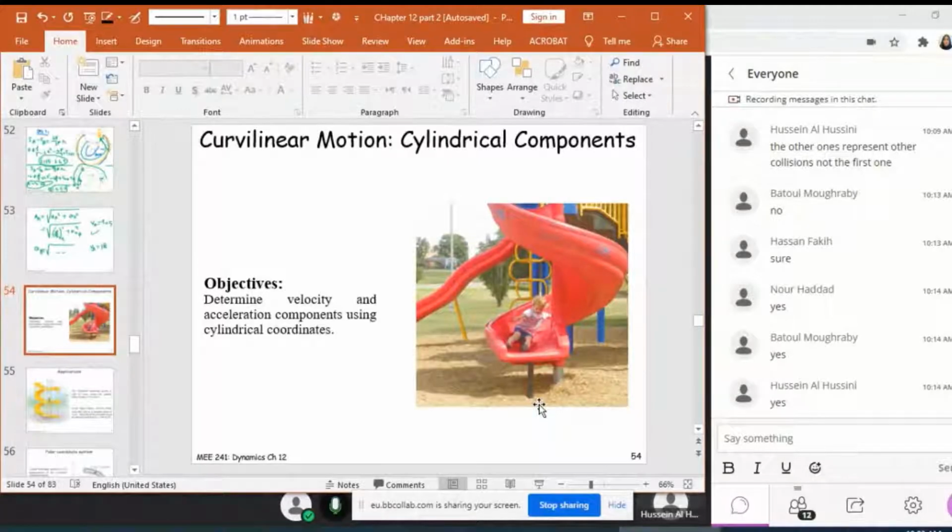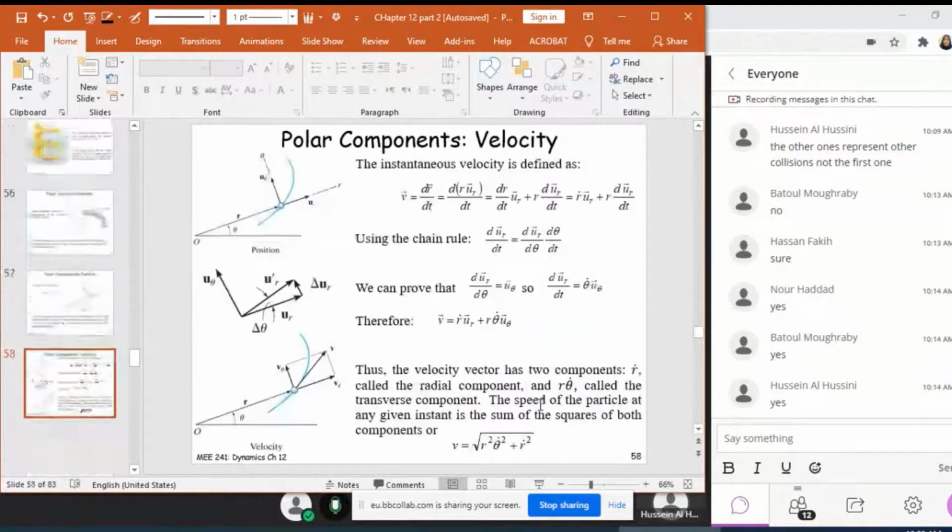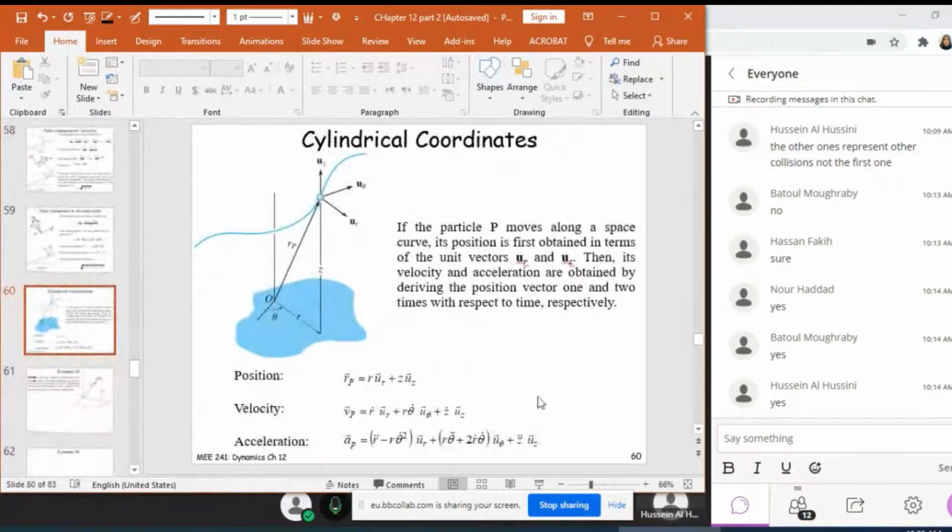Briefly, guys, in cylindrical components, I know that R will be equal to R UR plus UZ if it is in 3D. And this is R. R will be in 2D, in X and Y. And R is going to have a counterclockwise angle with X, right?